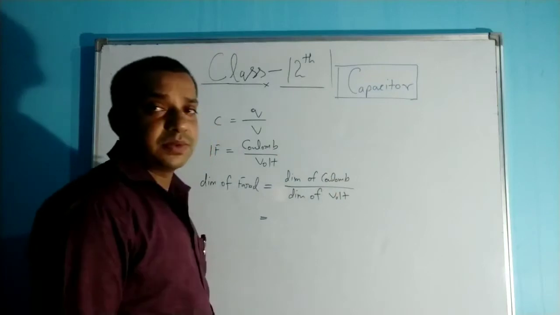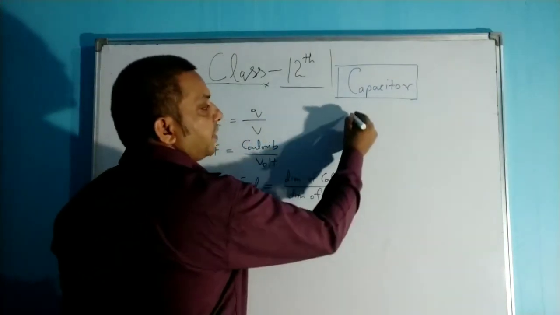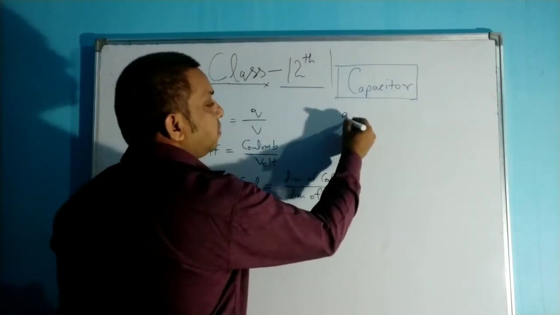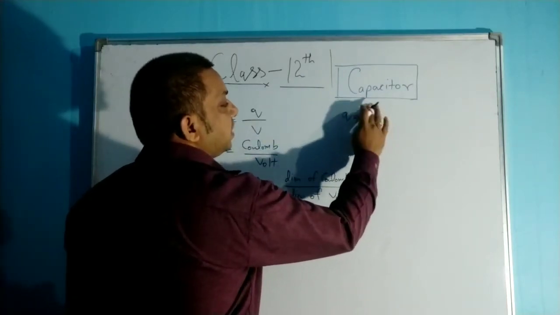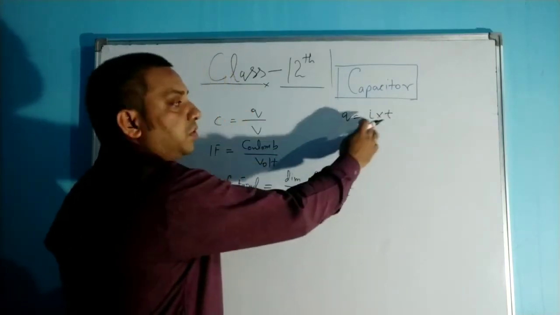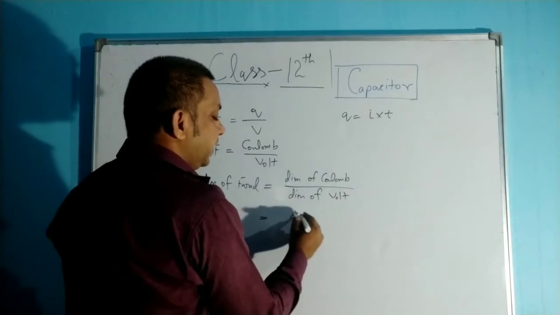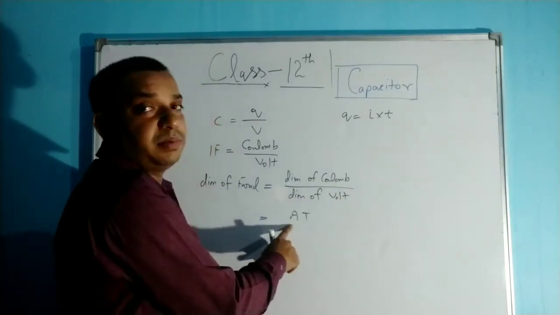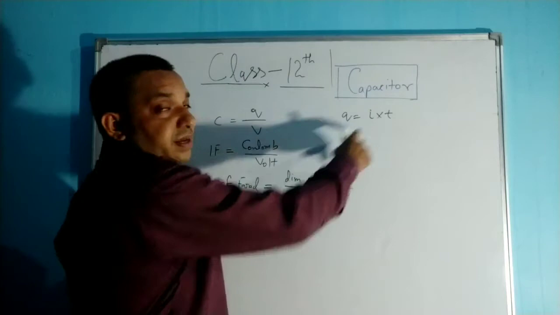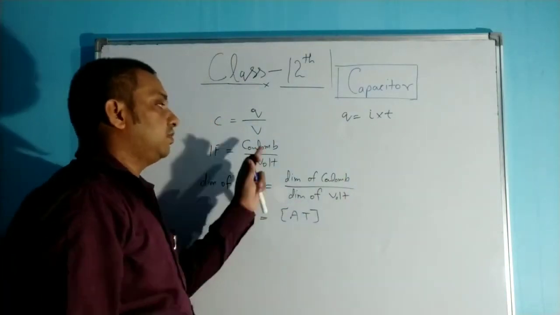You know that the coulomb is not a fundamental unit, so you can write its dimension. You know that I is equal to Q by T, so Q is equal to I into T. So 1 coulomb is equal to ampere into second. So the dimension of the coulomb is A into T, with A for the ampere and T for the time. So that is AT. This is the dimension of the coulomb.